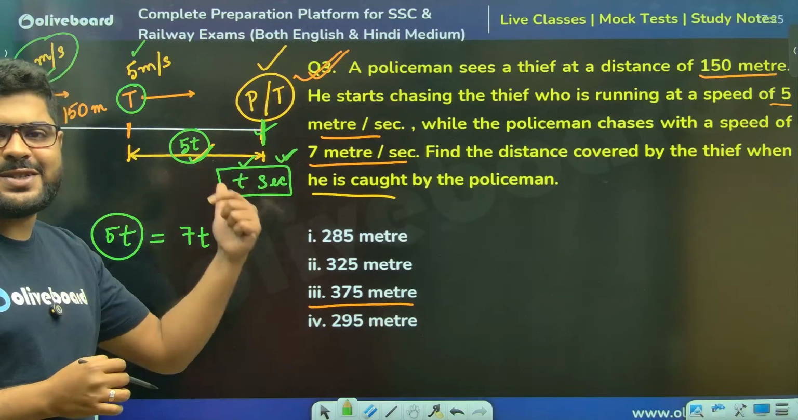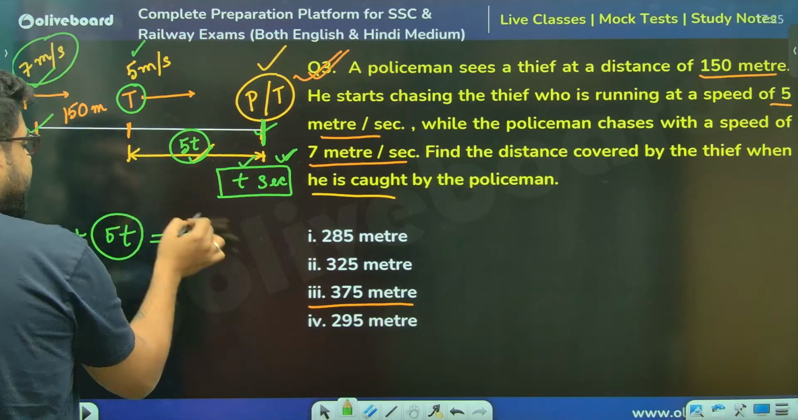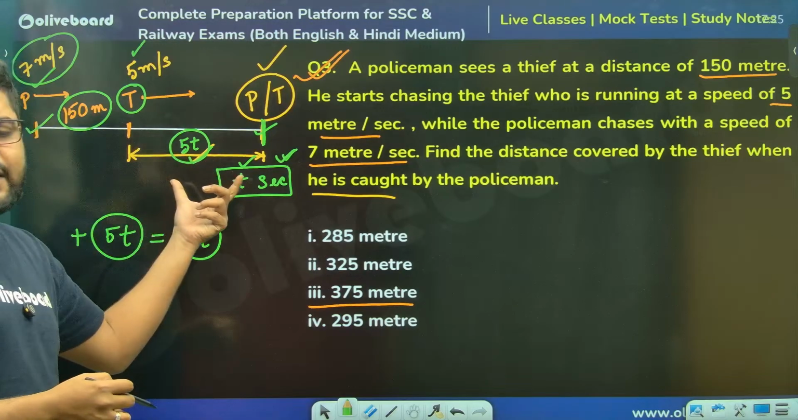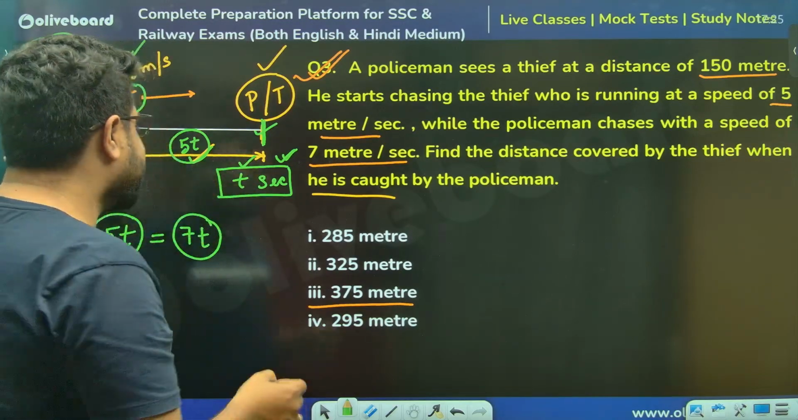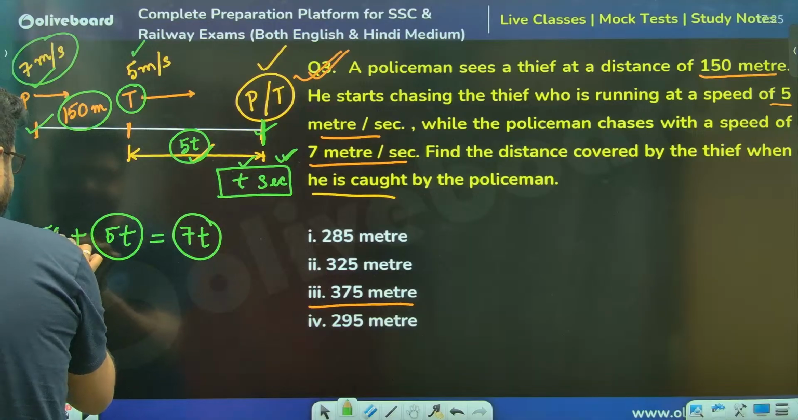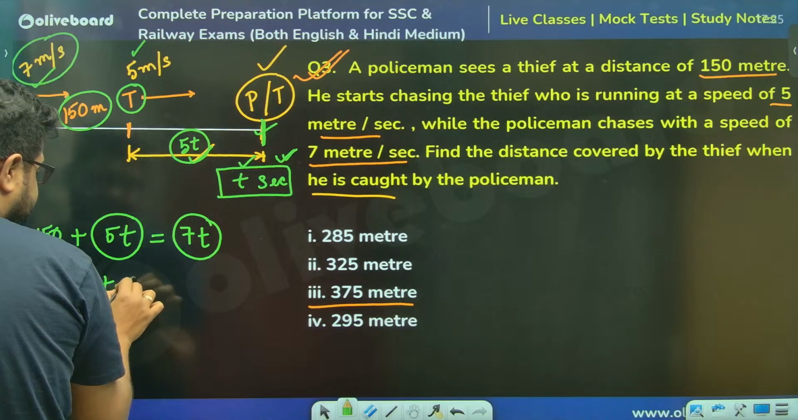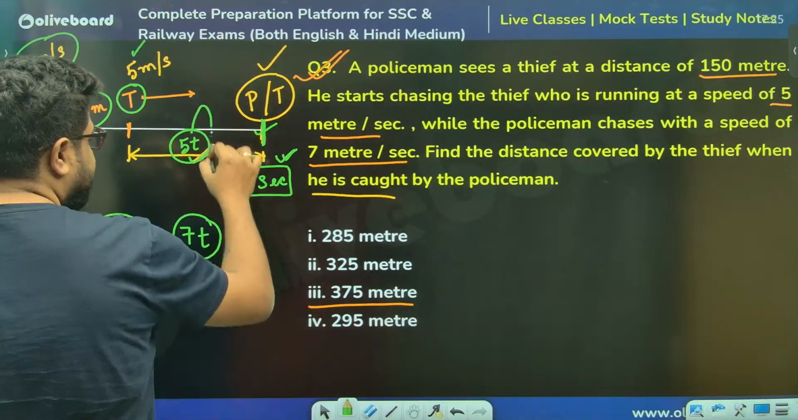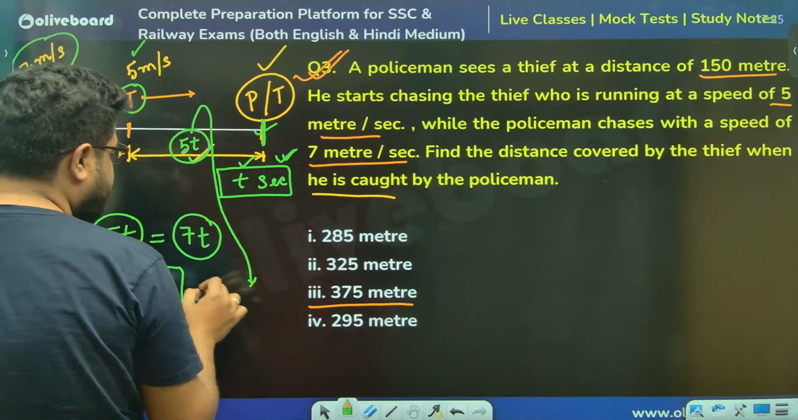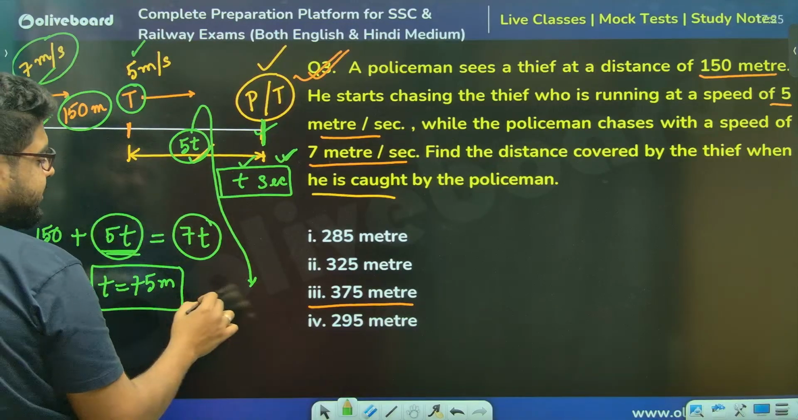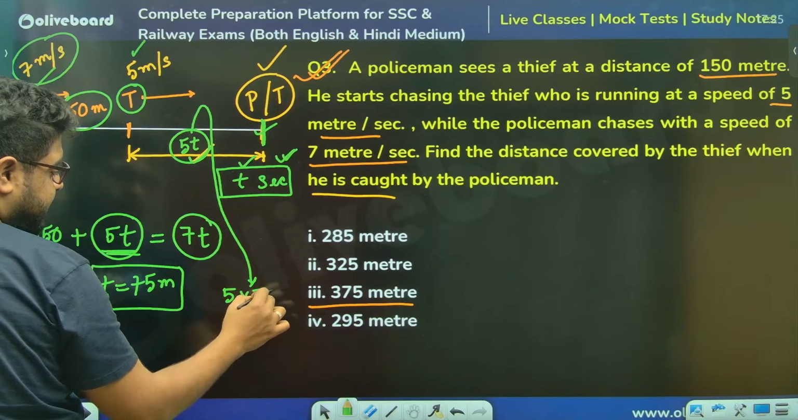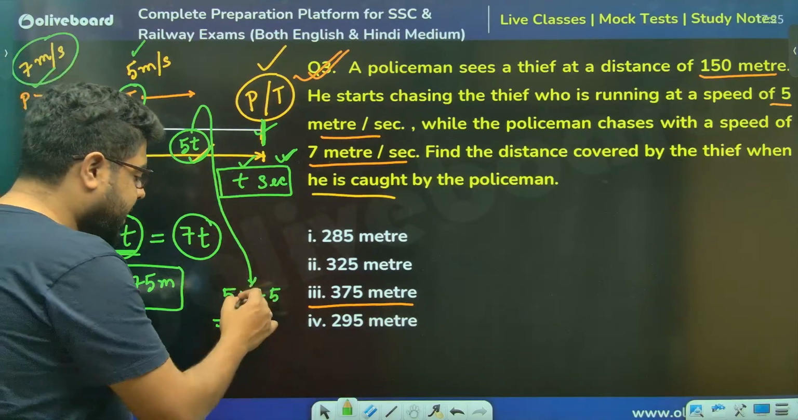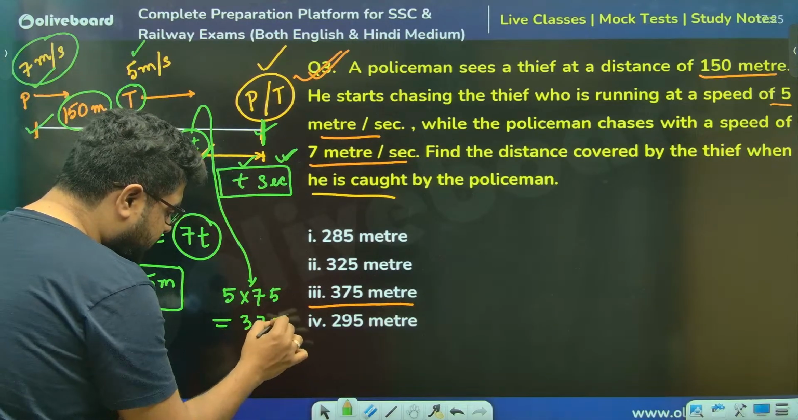Right? Plus what, sir? Police has to cover 150 meters more now. Police has to cover whatever the thief has covered plus 150 meters. So इधर से calculate करोगे तो t is coming out to be 75. And this distance was what, sir? This distance was 5 into t, meaning whatever distance the thief has covered. So your answer will be 5 into 75. Sir, 75 twos are 150, fours are 300, fives are 375. That's your answer, sir.